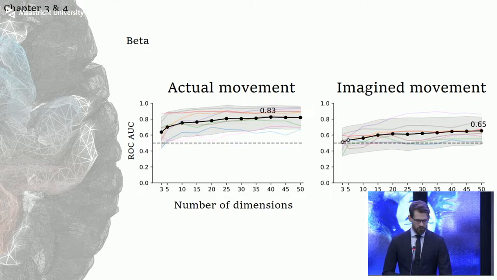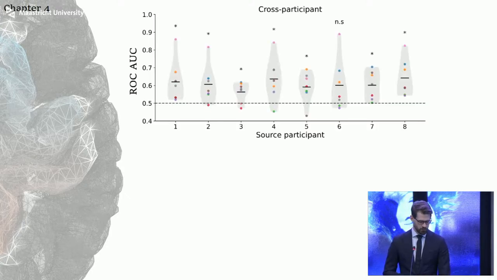Now, if we capture the same underlying representation of movement for each participant, then there must be overlap in the information between participants. And therefore, what we did to evaluate this is that we trained our decoder on the movement of participant 1 and we predicted whether someone else was moving, so participant 2. And for most participant pairs, we were able to do so above average.